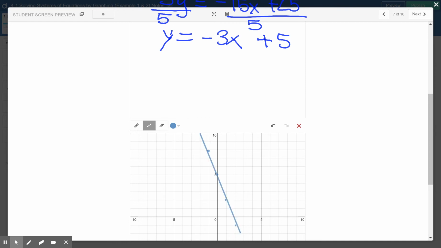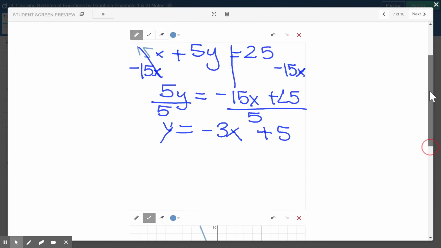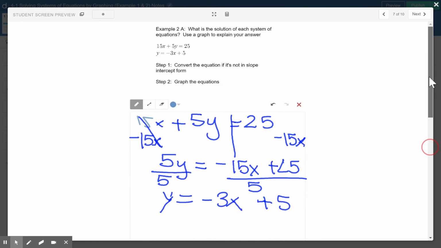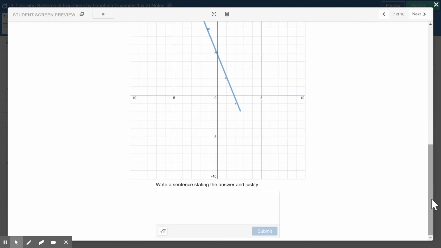Now I'm going to go back up, and I'm going to look at the second equation. The second equation, hey, look at that. It's y equals negative 3x plus 5. Well, guess what? We already plotted negative 3x plus 5. It would be identical.